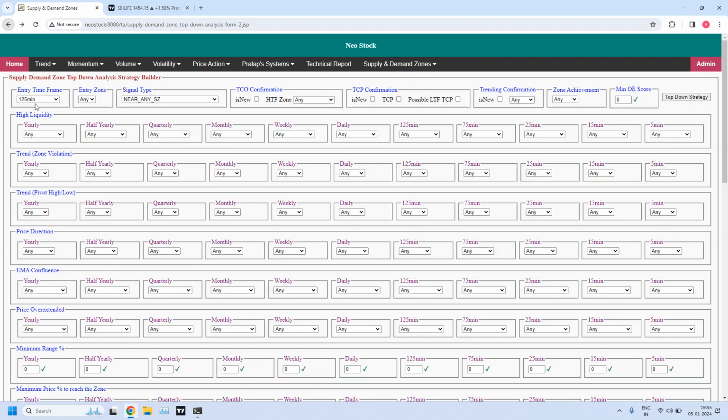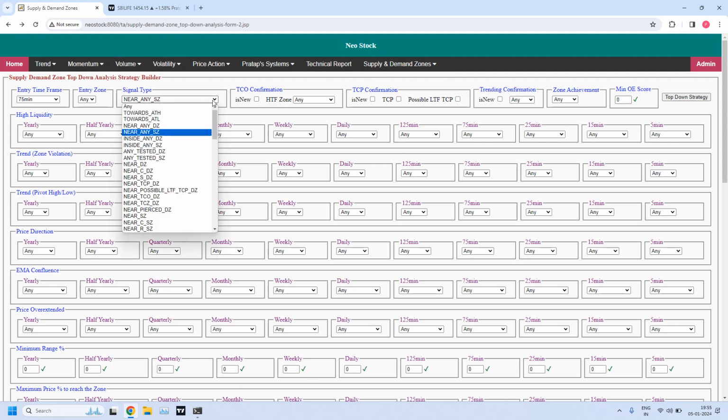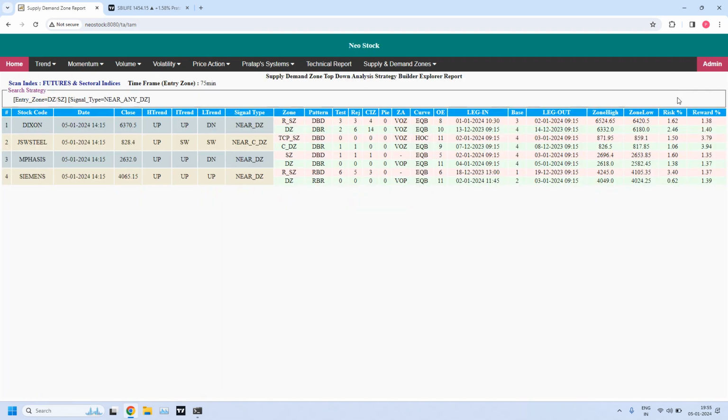Okay, let's go back. Let us change the time frame to 75 minutes time frame. Let us find the stocks near 75 minutes demand zone. 4 stocks are filtered. We have only one high liquidity zone, which is already tested. This is C_DZ, JSW still.